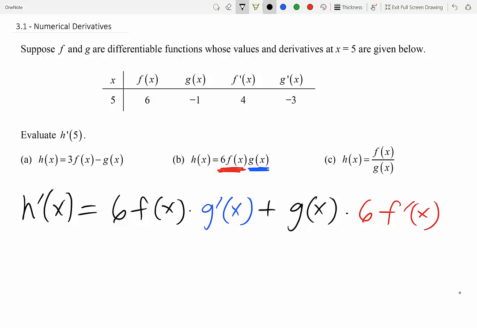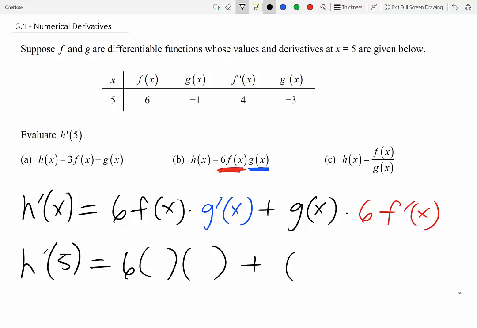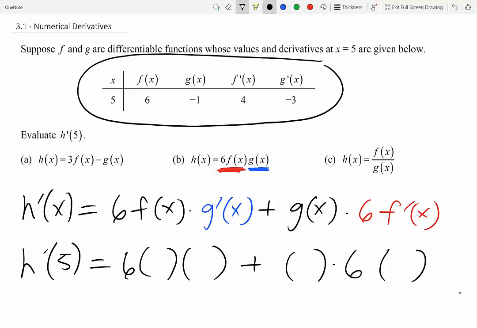So notice we had to use the constant multiple rule there. Now that we've taken our derivative, here's where we can plug in 5, which really means we're going to use our values in our table again. So 6 times whatever f of x is going to give us, times g prime of x, plus g of x times 6 times f prime of x. Whenever you do product rule problems, please take a look at all 4 of our values in this table. Each one is going to be used.